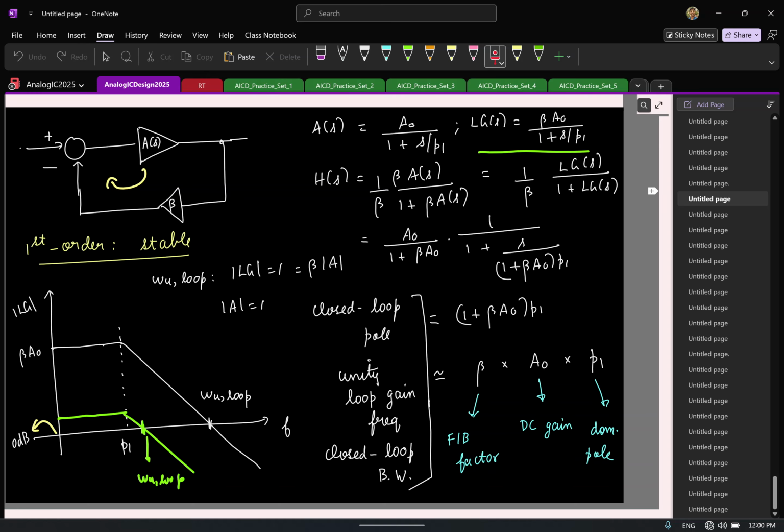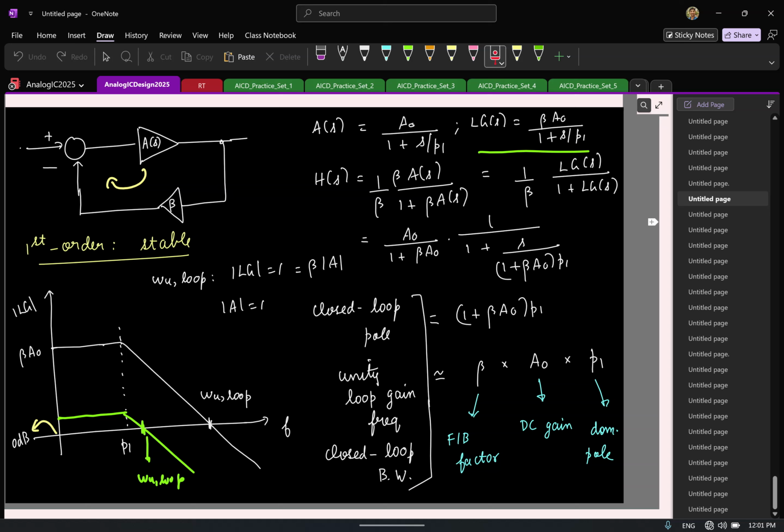And in particular, we notice that the first order system, if I put it in negative feedback, is guaranteed to be stable. And we also recognize that the unity loop gain frequency, that is the frequency at which the magnitude of the loop gain becomes unity, exactly equals the closed loop 3 dB bandwidth, which is the feedback factor times the DC gain times the pole you have. Right? So that is with the first order system. So we know this is nicely stable.